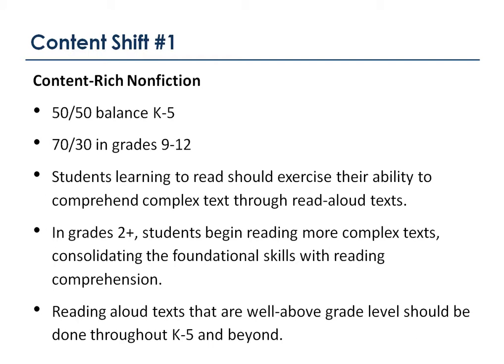In middle school, the recommendation shifts to a 45-55 split between literary and informational texts. And by the time students are in high school, the standards call for a 30-70 split between literary texts and informational texts, where informational texts comprise the majority of their reading.